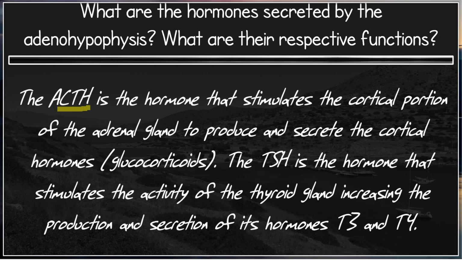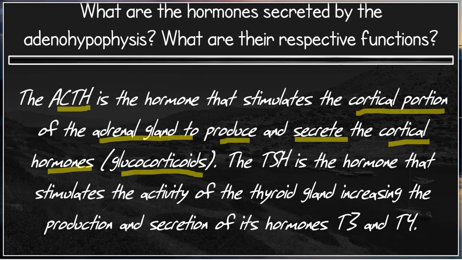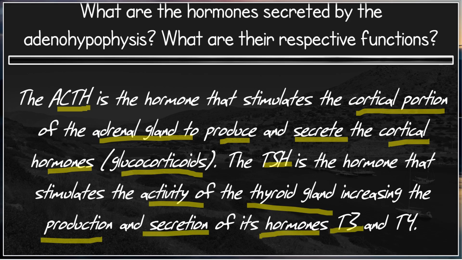The ACTH is the hormone that stimulates the cortical portion of the adrenal gland to produce and secrete the cortical hormones, glucocorticoids. TSH is the hormone that stimulates the activity of the thyroid gland, increasing the production and secretion of its hormones T3 and T4.